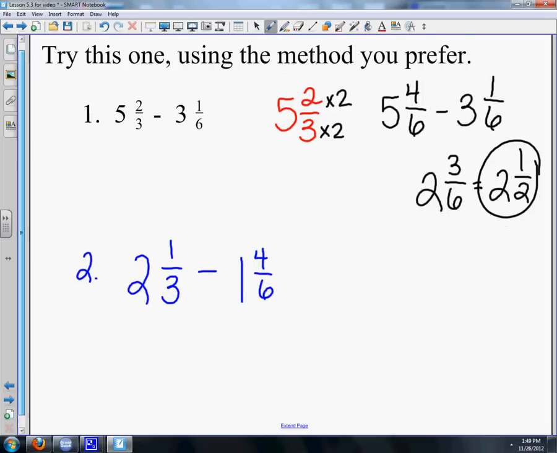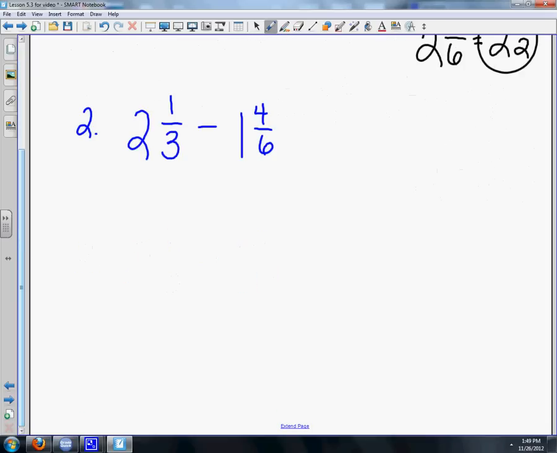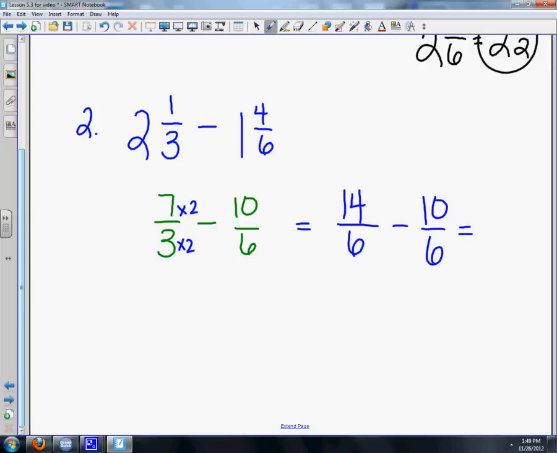Tina changes it to an improper fraction, okay. So she does 3 times 2 is 6 plus 1 is 7/3, minus 6 times 1 is 6 plus 4 is 10/6. Now she has to have a common denominator. So then she multiplies this by 2, and gets 14/6 minus 10/6, which equals 4/6, which equals 2/3. Okay, that's one way to do it.